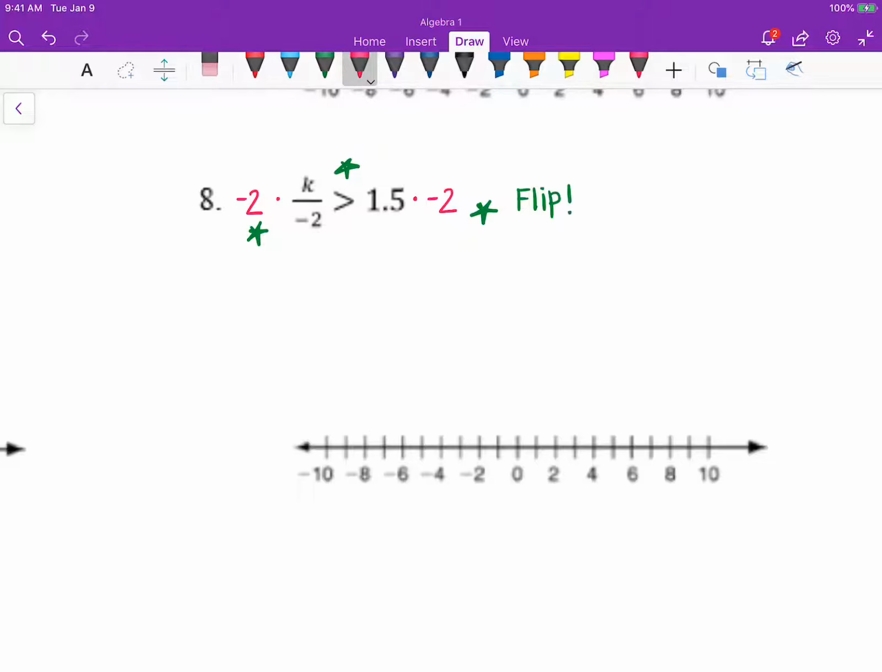Okay. So the -2's will cancel out. That gives me K. I take my symbol and I flip it around. So this is now going to be a less than sign. And then 1.5 times -2, that would be -3. My letter is on the left-hand side, just like we like it. And so K less than -3 is our answer. That means I'm going to do an open circle at -3. And my symbol here is pointing me to the left, so I'm going to shade to the left on my graph.